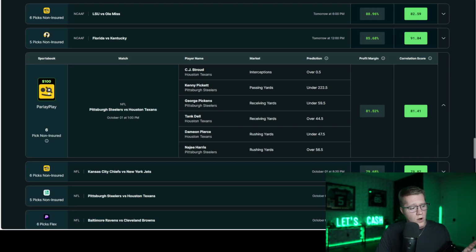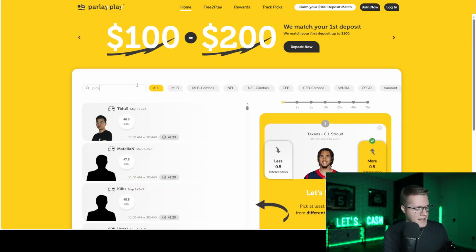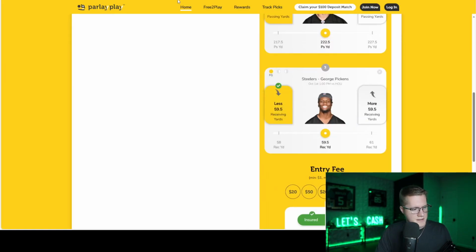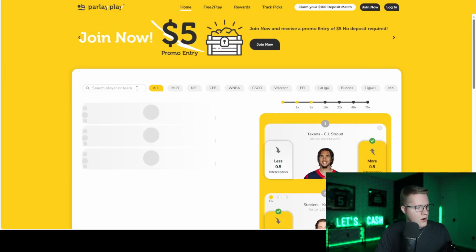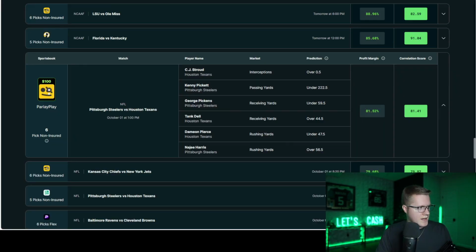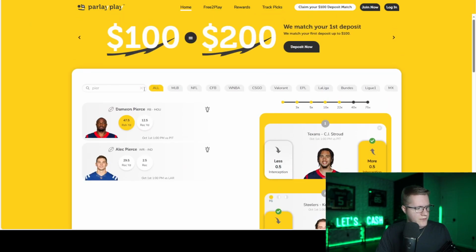CJ Stroud over 0.5 interceptions, and Kenny Pickett under passing yards. I'm going to talk about the game script here in a second and why this is positively correlated. Pickens under receptions or receiving yards. Tank Dell over receiving yards. That guy's been balling out. Dameon Pierce under rushing yards. And Najee Harris over 56.5 rushing yards.